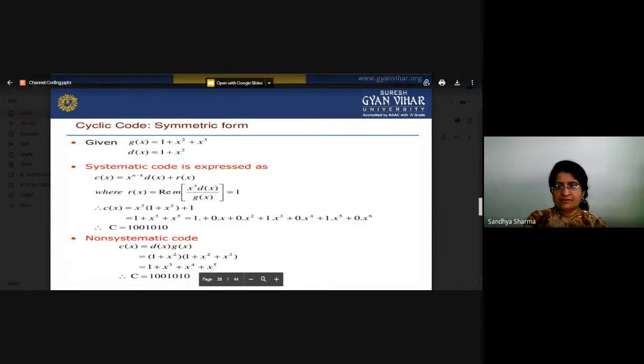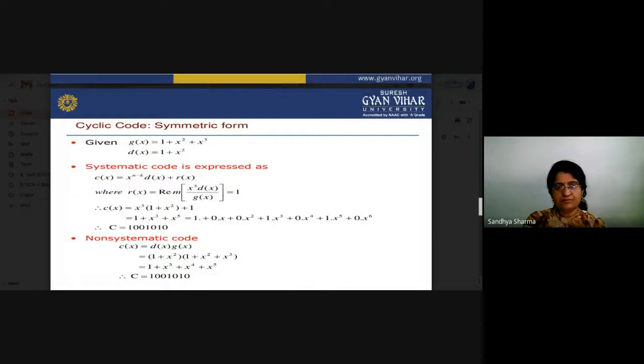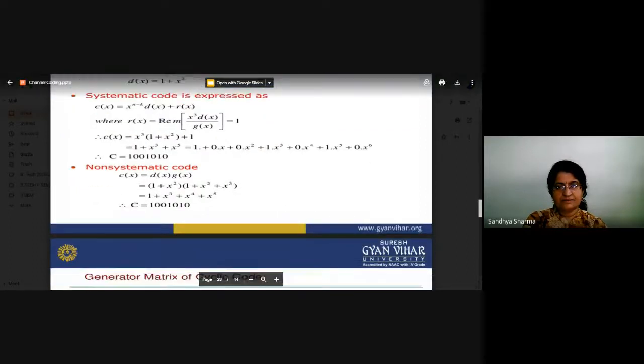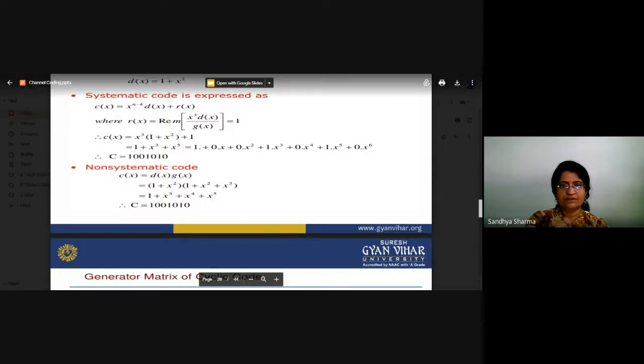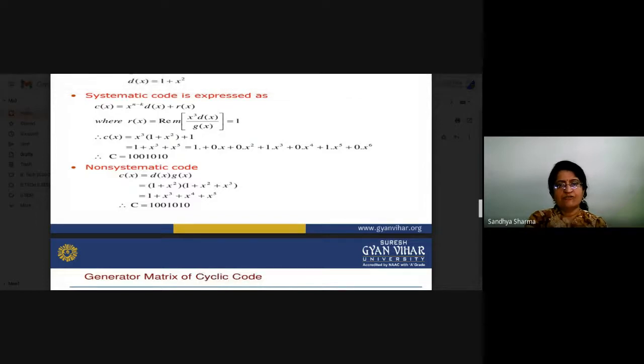This is a polynomial form, and you can write it as a number of bits. For the non-systematic code word, c(x) is equal to d(x) into g(x). g(x) is already given, so you can directly calculate. In the non-systematic case there is no sequence, but in the systematic case the first 4 bits are just like the data word, so that is called a systematic code word.